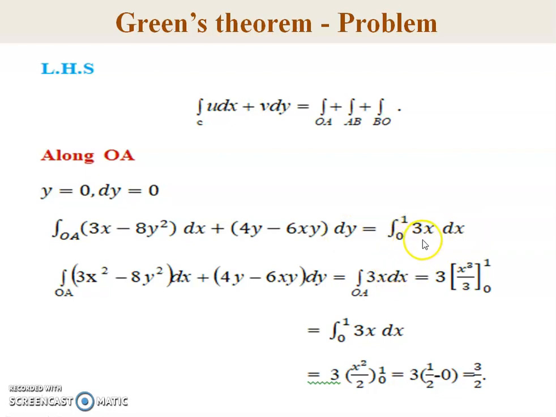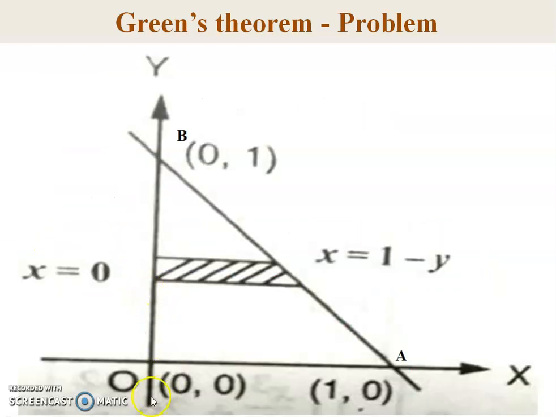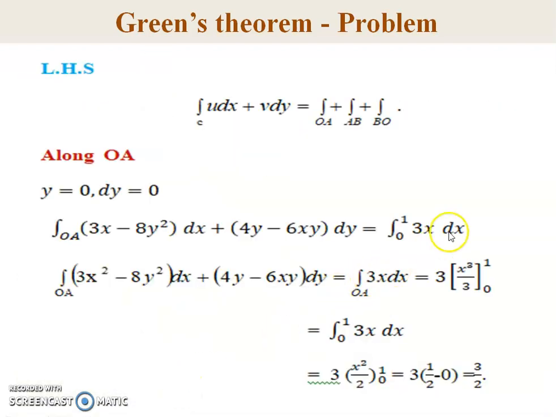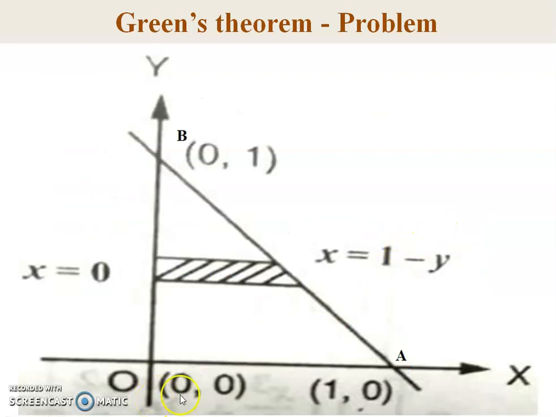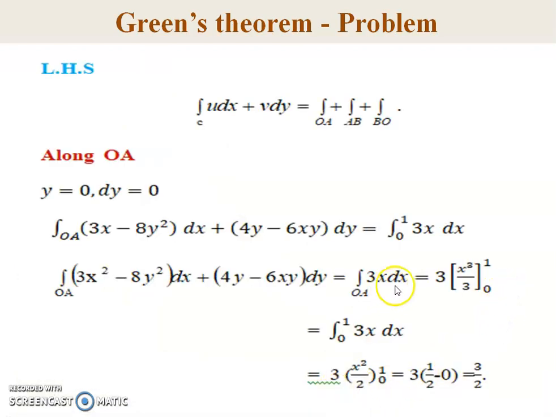Now we should find what is the limit here. OA is the line here, right? We need the x value only, dx means we need the x limit, right? So what is the point here? x goes from 0 to 1 here. There is no change in y. Therefore, the limit is 0 to 1.